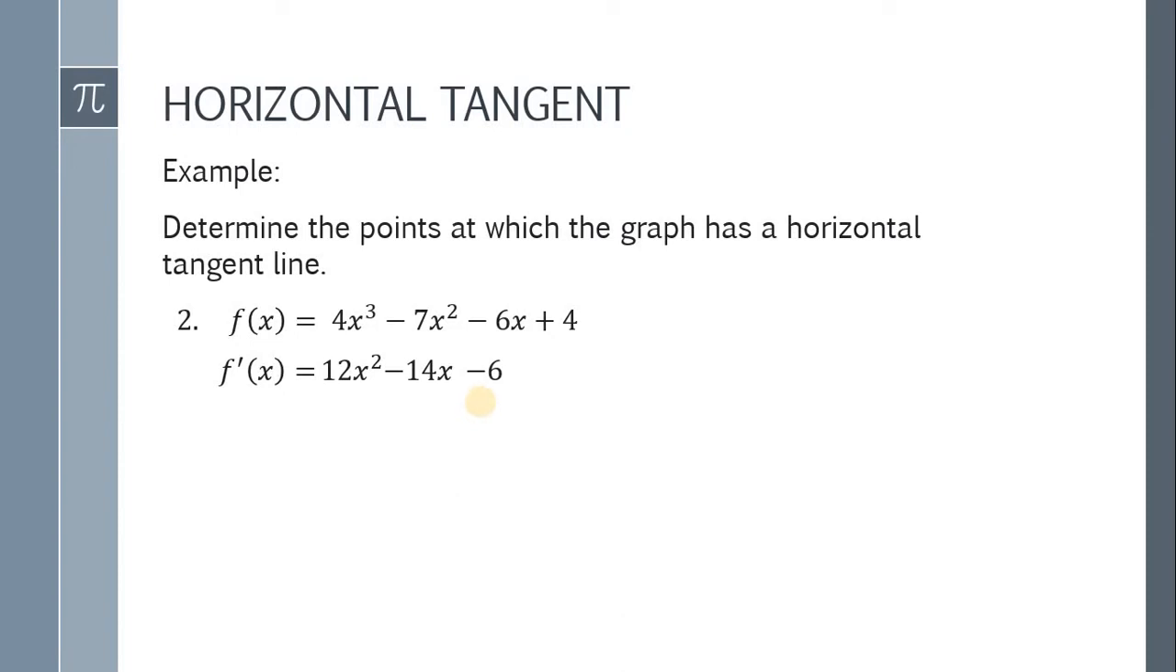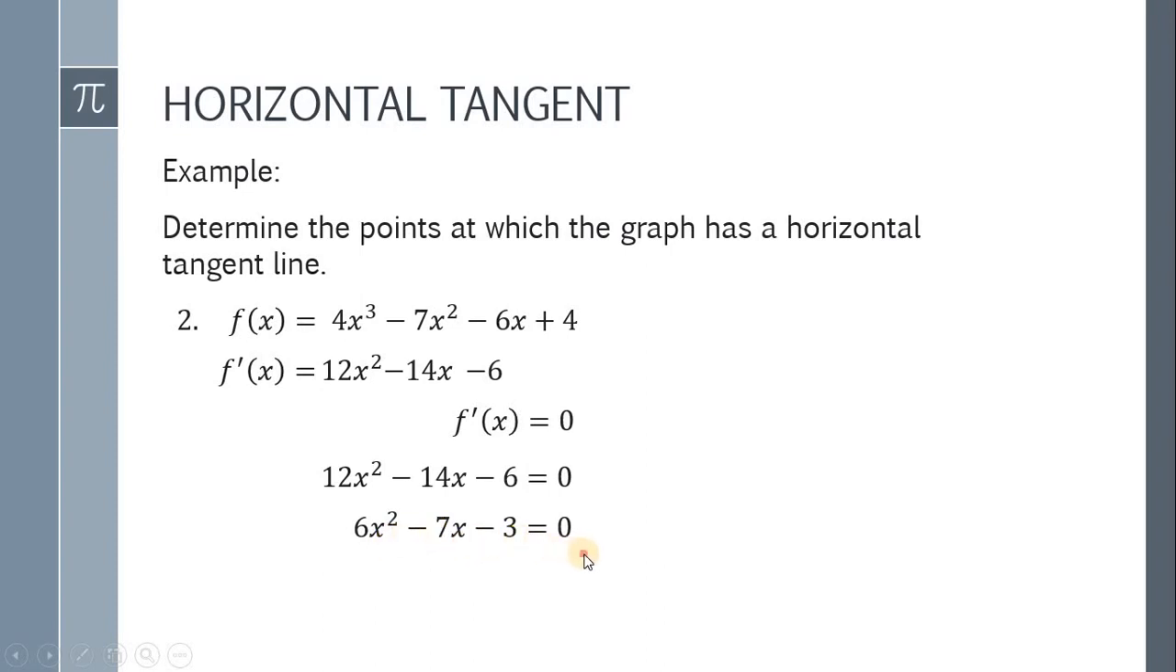Now, since yung goal natin is mahanap yung horizontal tangent, kailangan yung slope natin must be equal to 0. So, we have f prime of x must be equal to 0. Therefore, 12x squared minus 14x minus 6 must be also equal to 0. Now, solve for the value of x lang to. Since lahat sila ay divisible by 2, i-divide muna natin. We have 6x squared minus 7x minus 3 is equal to 0.